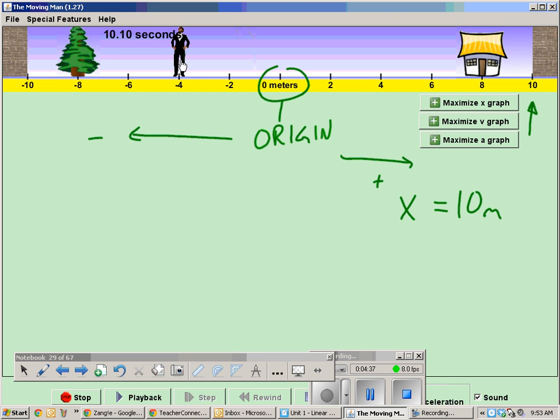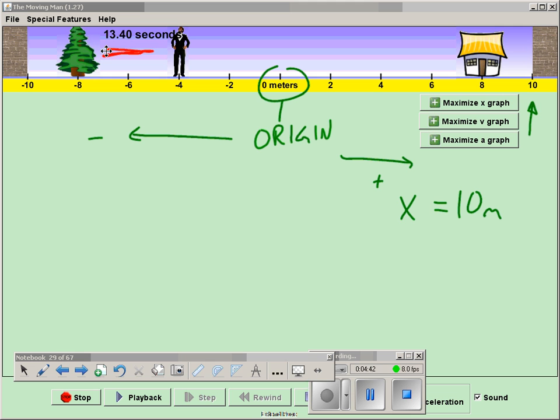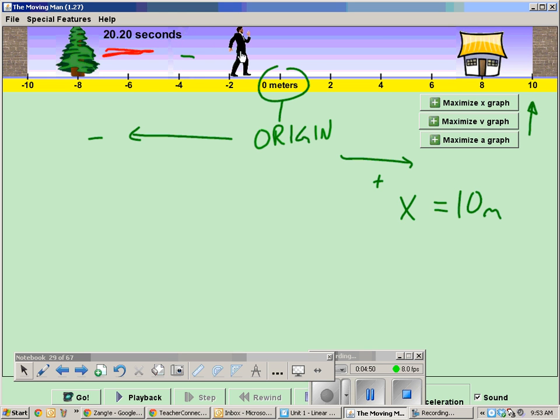But notice, as that happens, tick, tick, tick, time is ticking away, right? So it's going to take him time to move from one place to another, right? So what we need to do is find a way to keep all this information straight.